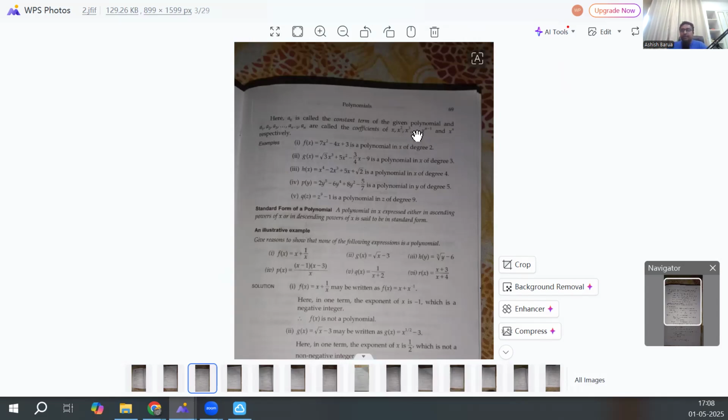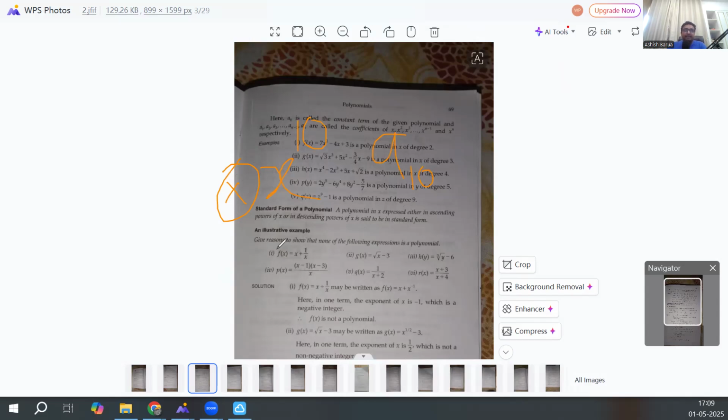Suppose there is a term x to the power 10. In such a case, there is a term x to the power 10. Then there will be some coefficient. What will that coefficient, which is associated with x to the power 10, be called? It will be denoted by a10.